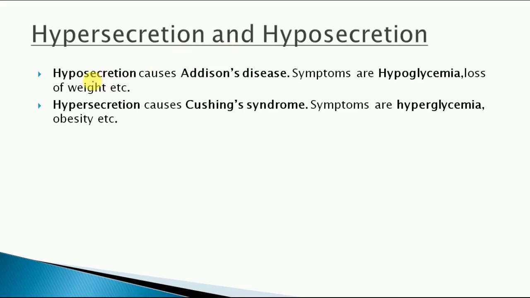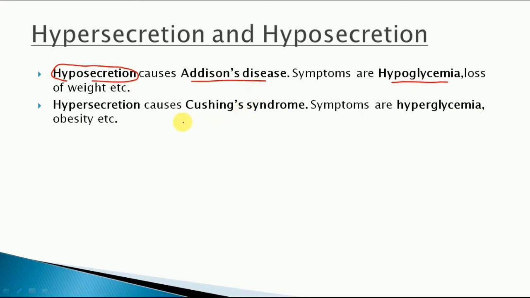Hyposecretion is the deficiency of the hormone. Whenever there is a deficiency of secretion from the adrenal cortex, what happens? It causes a disease called Addison's disease. The symptoms include hypoglycemia, which means the blood sugar level decreases, and other symptoms include loss of weight, etc. So you need to remember what disease is caused by the hyposecretion of hormone from the adrenal cortex.